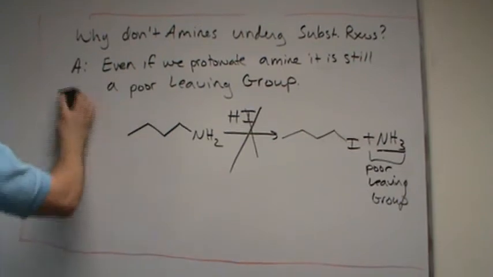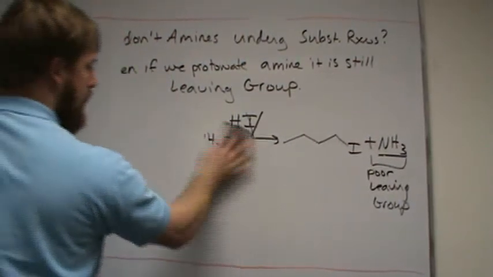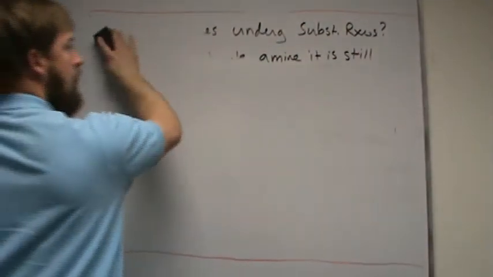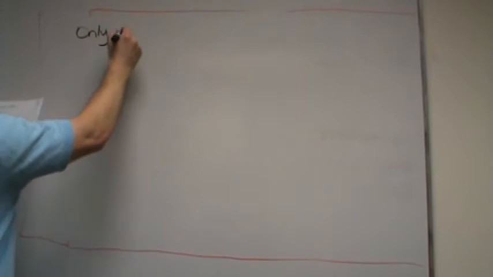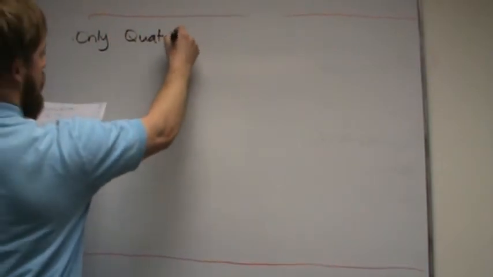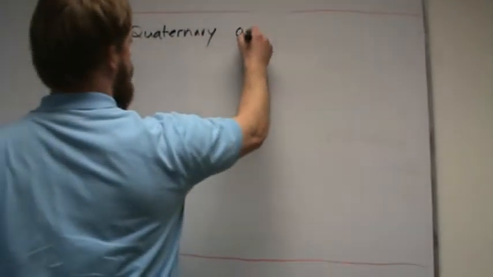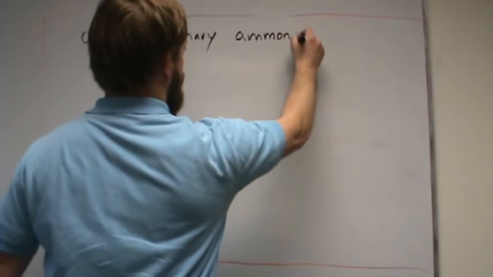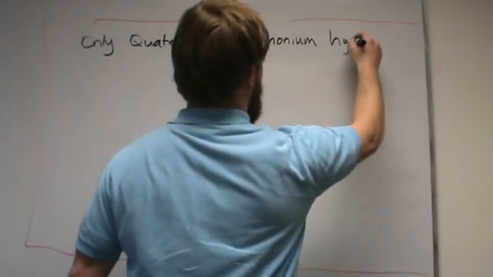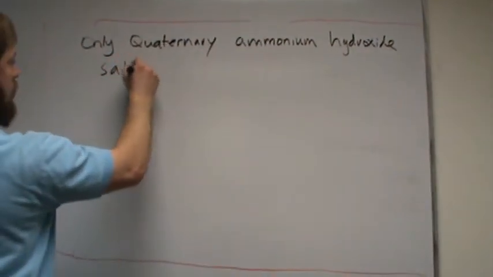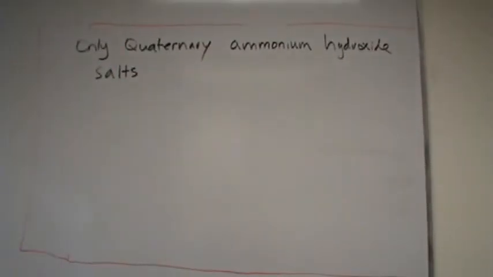The only things that we need to be concerned with about amines in this chapter is quaternary ammoniums. Only quaternary ammonium hydroxide salts undergo E2 elimination.